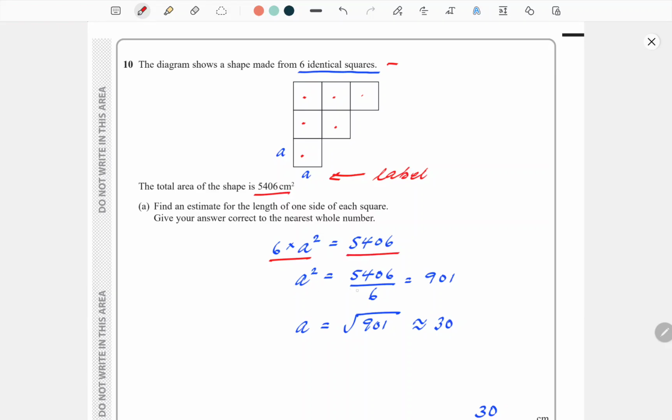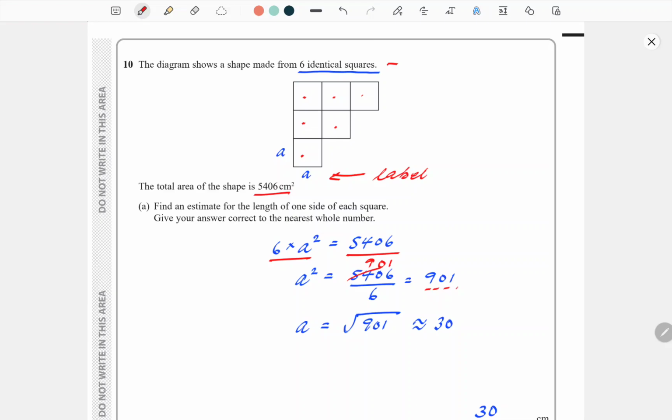So a little bit of rearrangement. A squared equals 5406 over 6. Now I want to show you just a simple method of division when you've got it like that in a fraction. 6 into 5 doesn't go. 6 into 54, 9, no remainder. So the 0 stays where it is. The 6 into 6 is just 1. So a simple way of doing a division without having to rewrite everything. And you get your answer as 901. A squared is 901. And it says, give your answer correct to the nearest whole number.